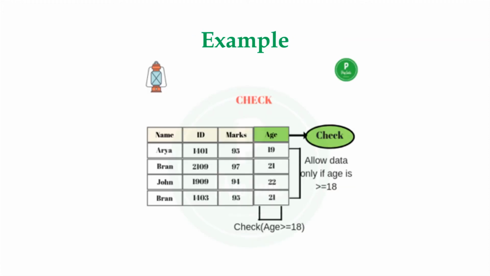Coming to another example, in this table you can see there are 4 attributes, where I am putting the check constraint on the age attribute, that is, I am going to enter the details only if my age is greater than or equal to 18. If my age is less than 18, it will restrict the entry, that is, it will not allow the user to enter the details into the table. So, this is how check constraint works.